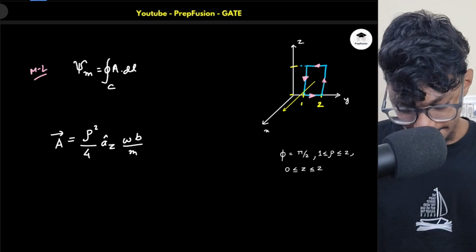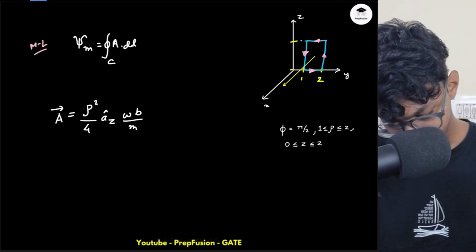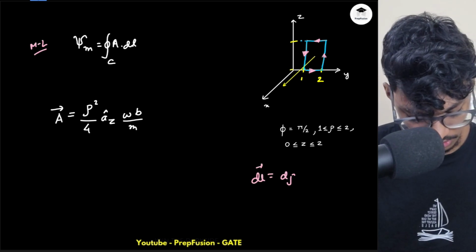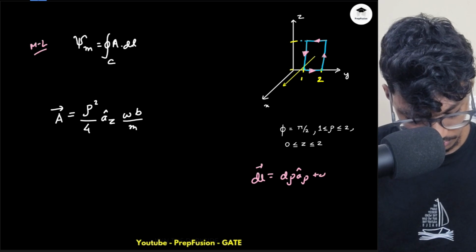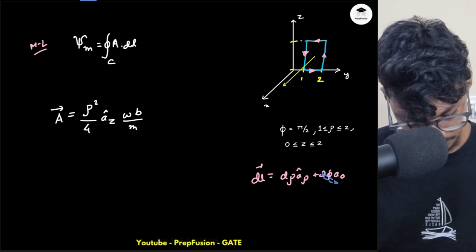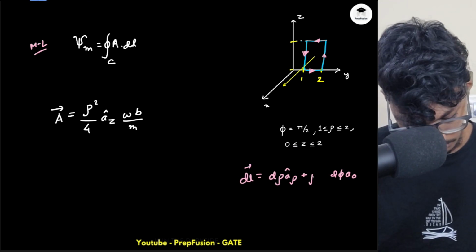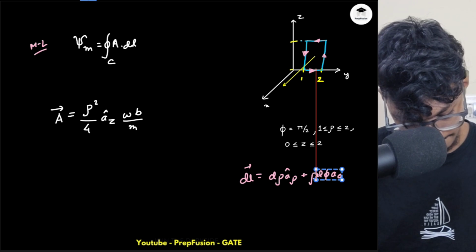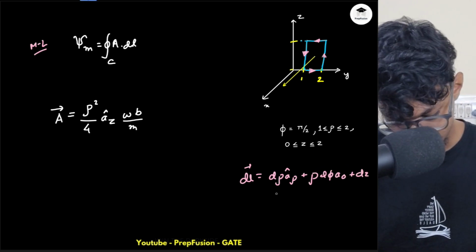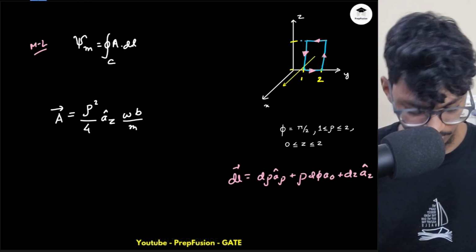So now we will solve this. How do I solve? First of all, I will write the dl in the cylindrical coordinate system. It is equal to d rho a rho plus, not simply d phi, it was rho d phi a phi, plus dz az.